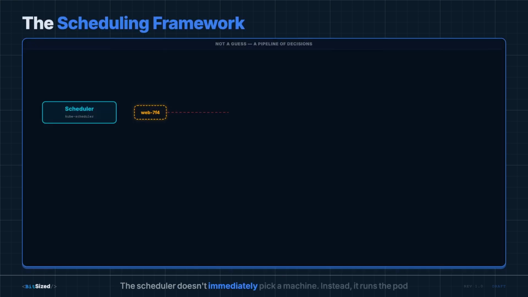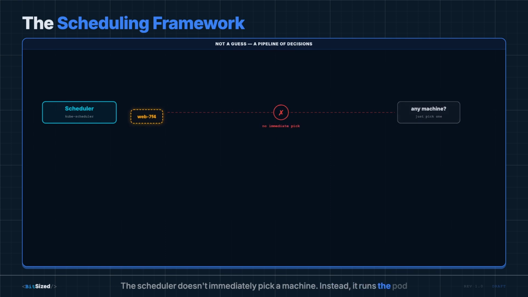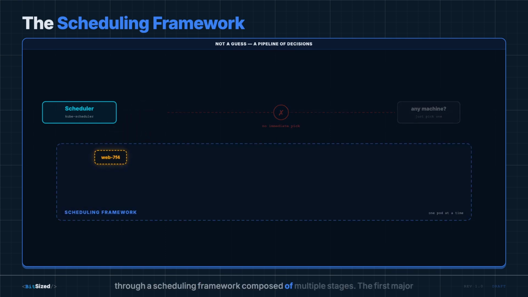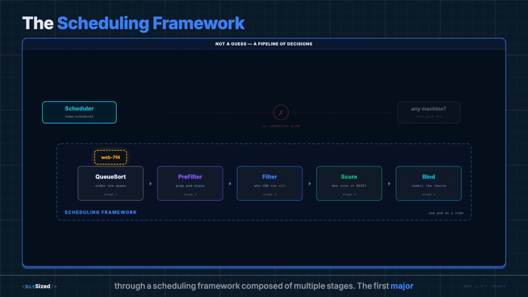The scheduler doesn't immediately pick a machine. Instead, it runs the pod through a scheduling framework composed of multiple stages. The first major stage is filtering, sometimes called the predicate phase.